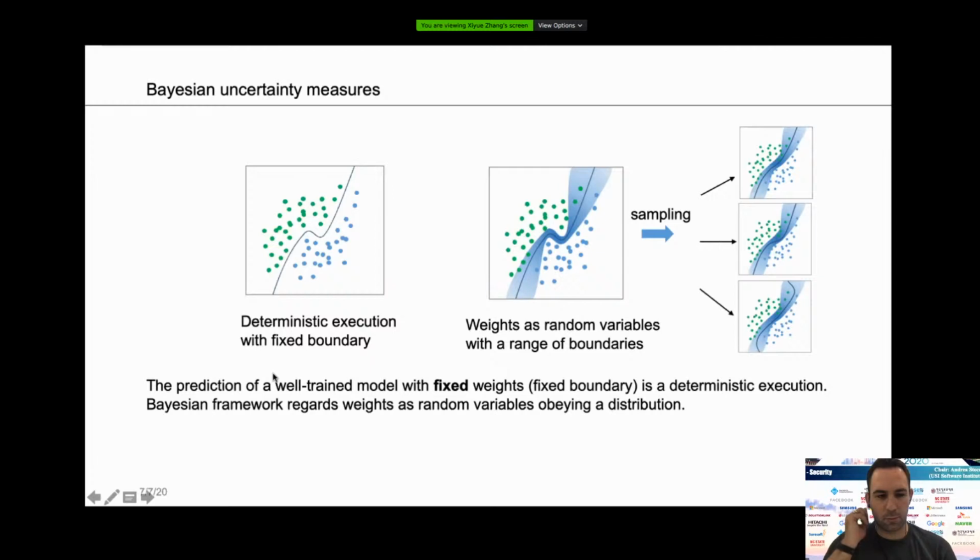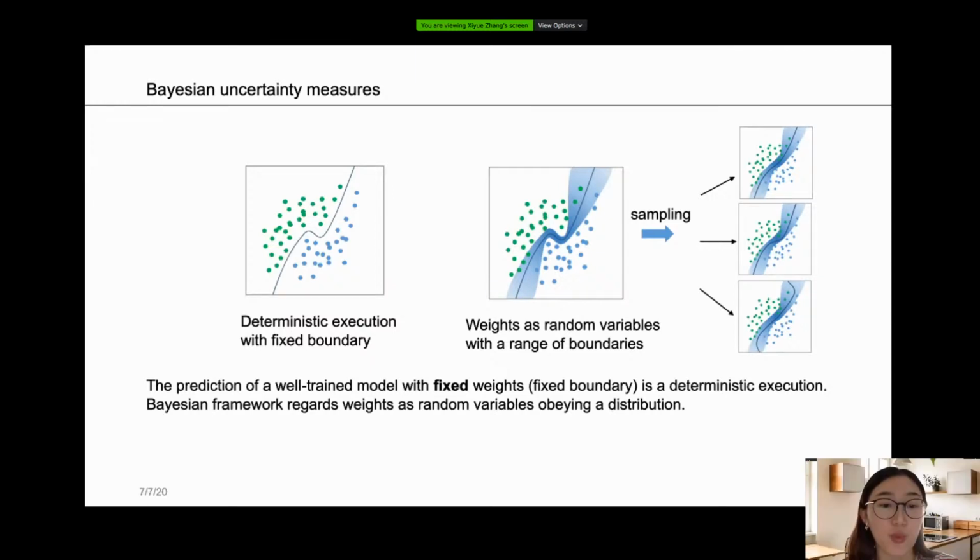Normally, we use a single well-trained model with fixed weights to help us make decisions. Unlike the deterministic execution with a fixed boundary, the Bayesian framework regards the weights as random variables obeying a distribution, therefore leading to a range of boundaries. We can make predictions on a set of models with weights sampled from the distribution.